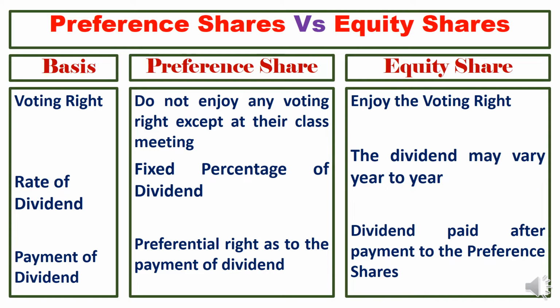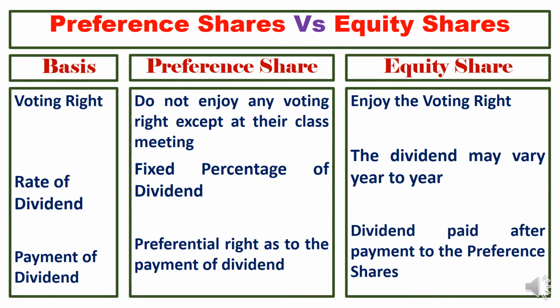So here I have segregated three columns. One is basis, preference shares and equity shares. Voting right. Preference shares do not enjoy any voting right except at their class of meeting, in the sense the meeting in which issues related to preference shares are discussed. Then only the preference shareholders have voting right. Otherwise, generally they don't have any voting right.